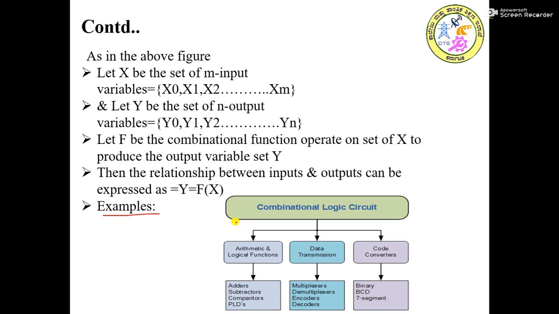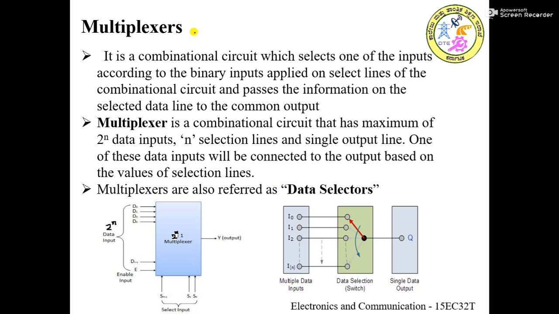In this chapter we will be studying further from here onwards. We will be studying the different types of combinational logic circuits one by one. Among them, the very first one is the multiplexer. What are multiplexers? Simply I can write multiplexers.